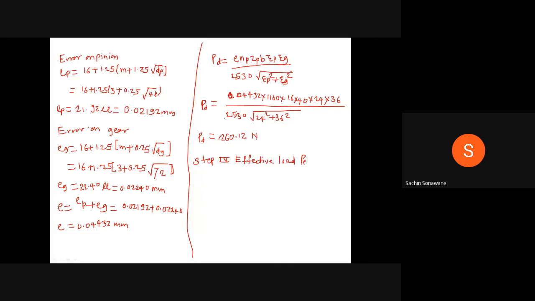Effective load P effective. Now, before calculating P effective, we have to compare SB and SW. Therefore, you have to write down, comparing equations 1 and 2. What we are getting? SB is greater than SW. Means SW is less than SB.